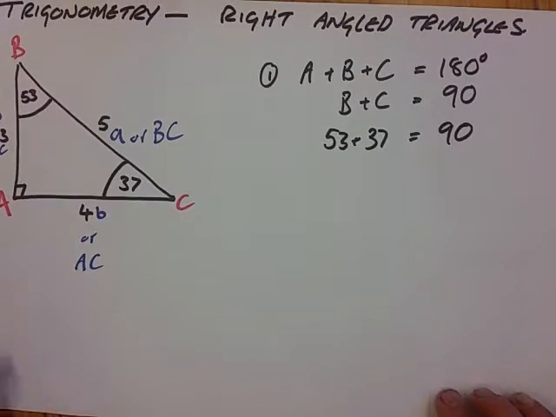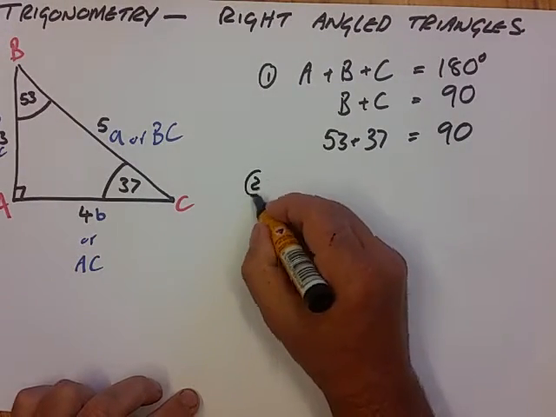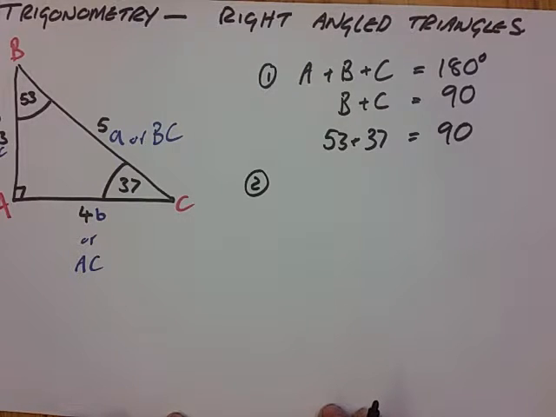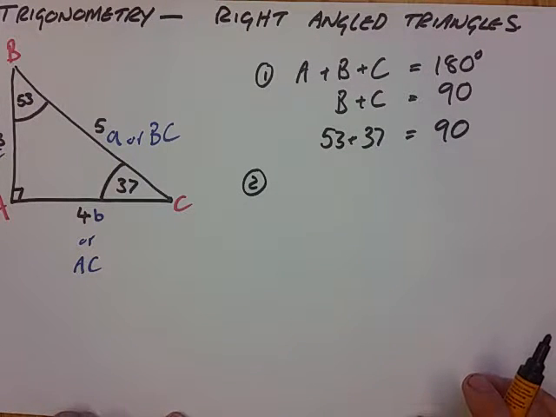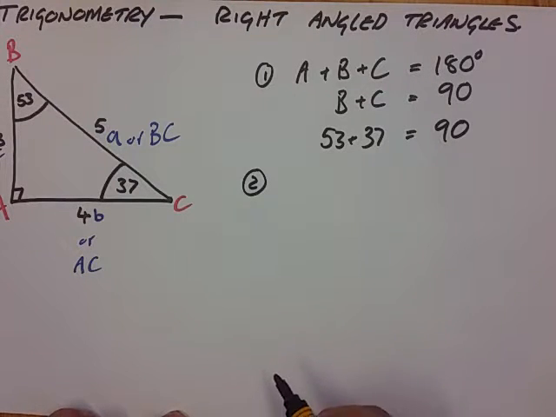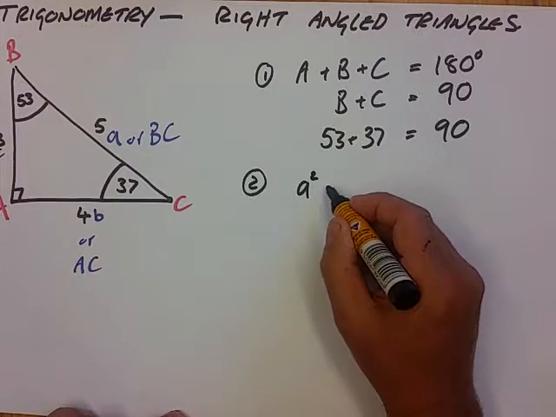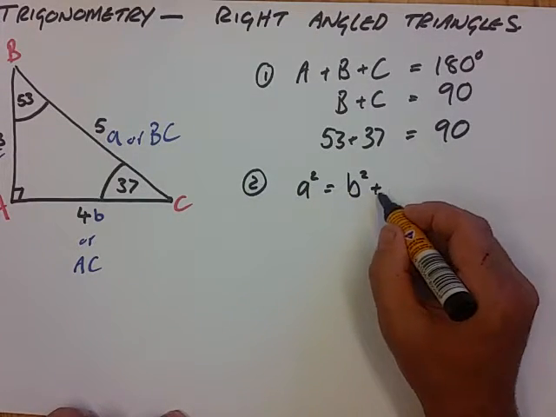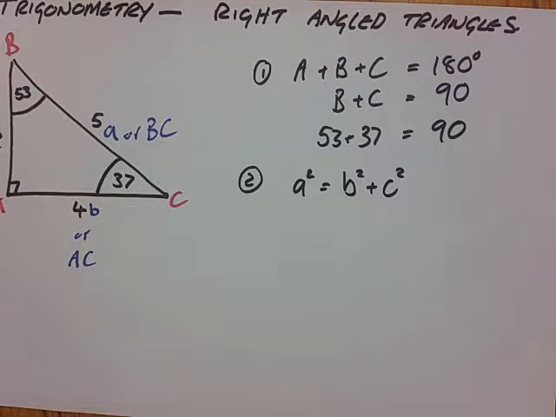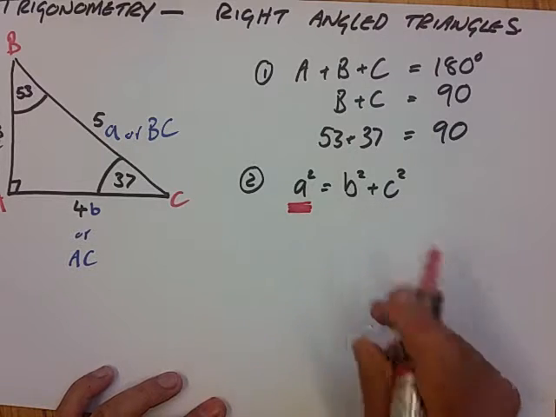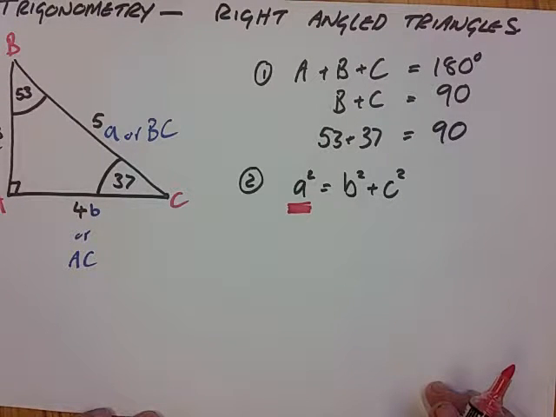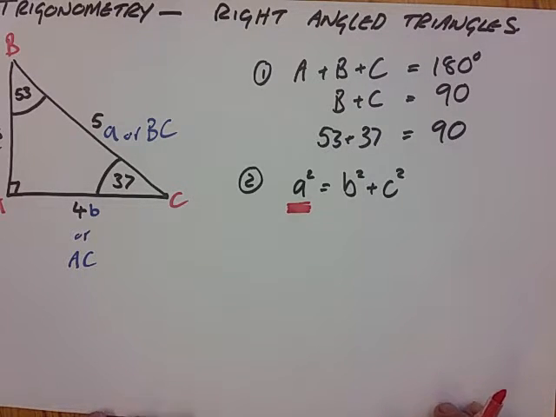Very simple equation. The next equation I want to show you is what we call Pythagoras' theorem. Basically, it says the square of the hypotenuse equals the sum of the squares of the other two sides. If we write this down in notation, a squared equals b squared plus c squared. Now, the important fact to remember is that a must always be the hypotenuse. Otherwise, this won't work. If a is any other side, it won't work.